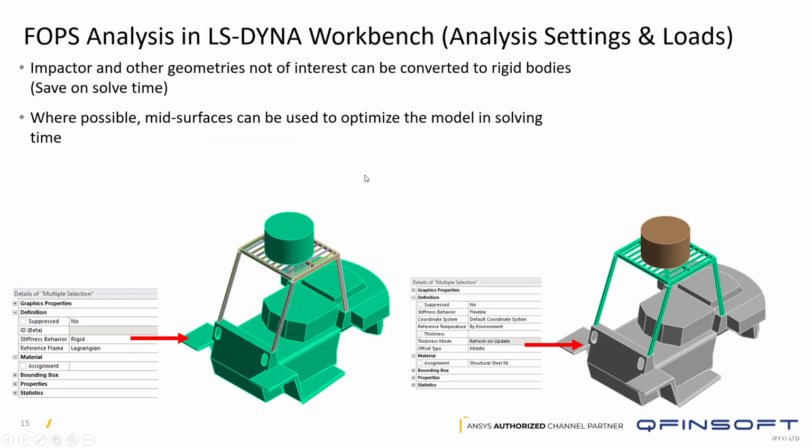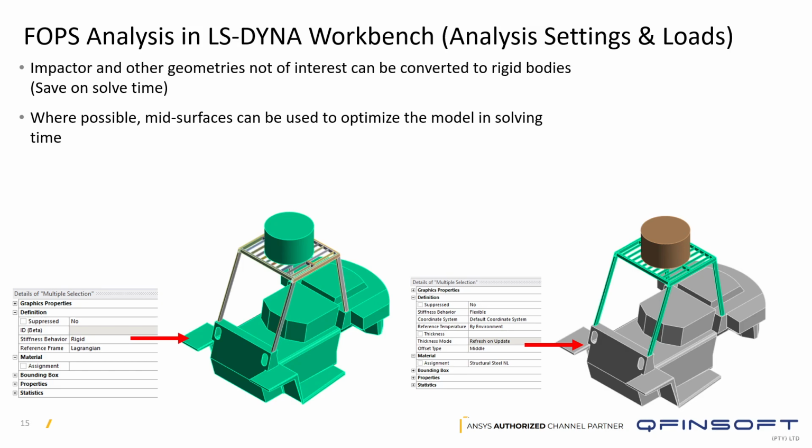Okay, and then after, if we go into our LS-Dyna environment, we'll see the impactor and other geometries. If they are not of interest, we can convert those into rigid bodies. This will save memory on meshing and save solving time, since we'll have a less dense mesh, so fewer nodes to calculate at.